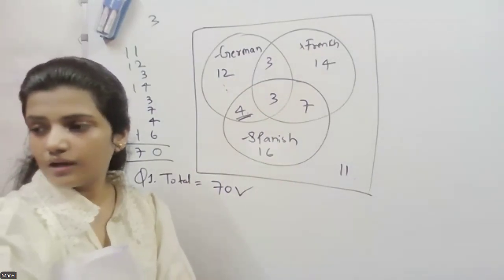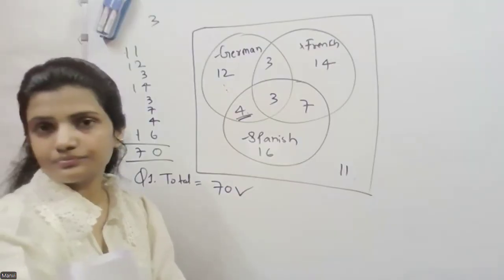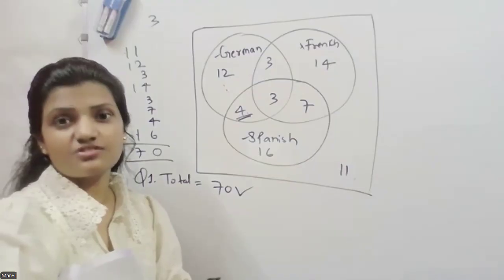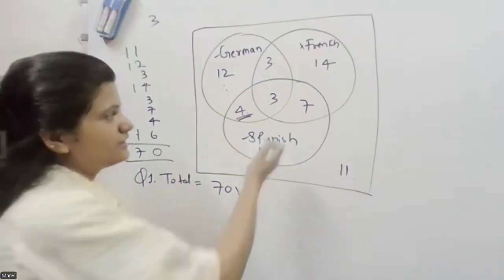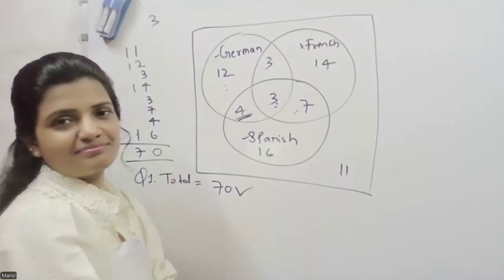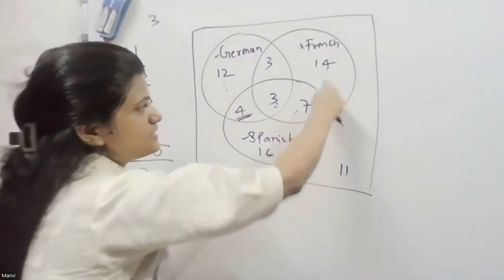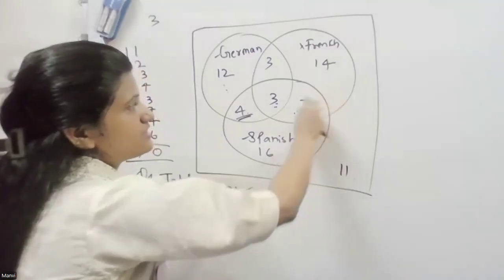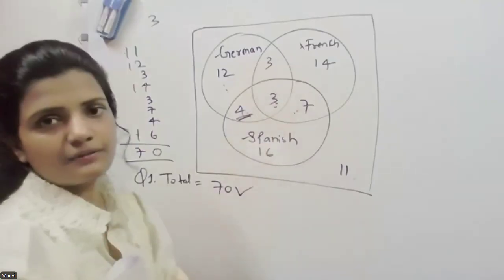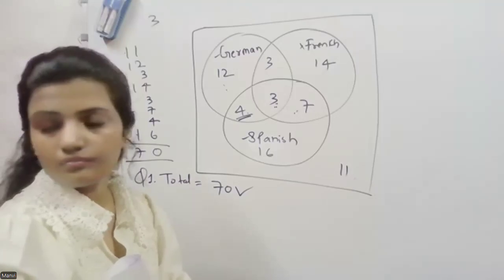How many students study both Spanish and French? Both Spanish and French. 7. Spanish and French. You need to add this 10 also. Makes sense, right? Both Spanish and French means this 7 speaks Spanish and French. This 3 also speak all 3 languages, right? Yeah, that 3 is all 3. So the answer will be 10, right?